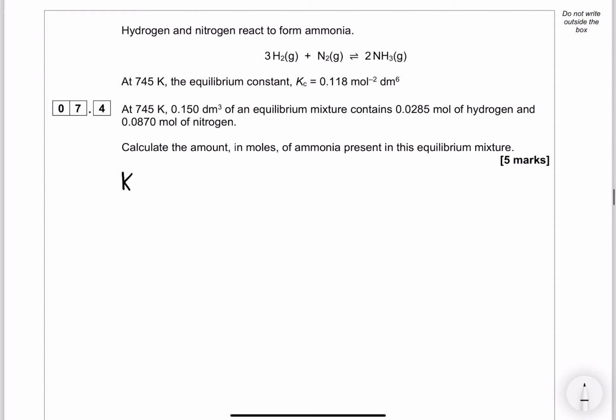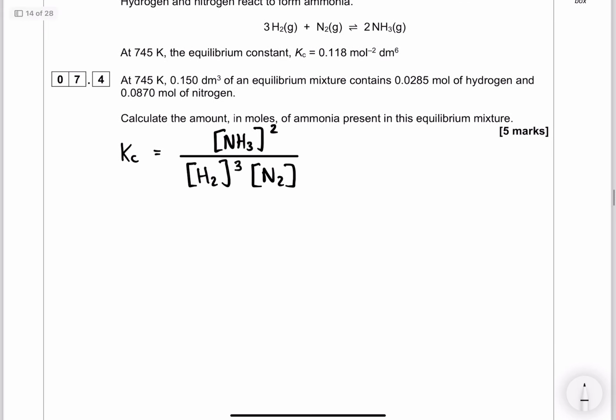So let's first of all just write our expression for Kc. Remember, Kc is an equilibrium constant of concentrations. Products in square brackets for concentration. We've got 2 ammonia, so ammonia squared over hydrogen concentration cubed times nitrogen concentration. Now remember, these are concentrations.